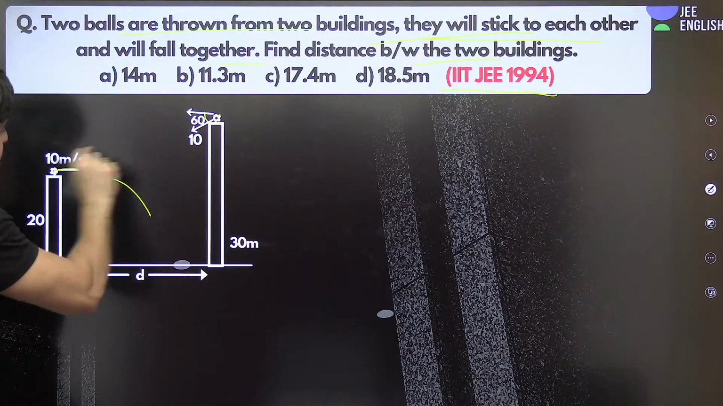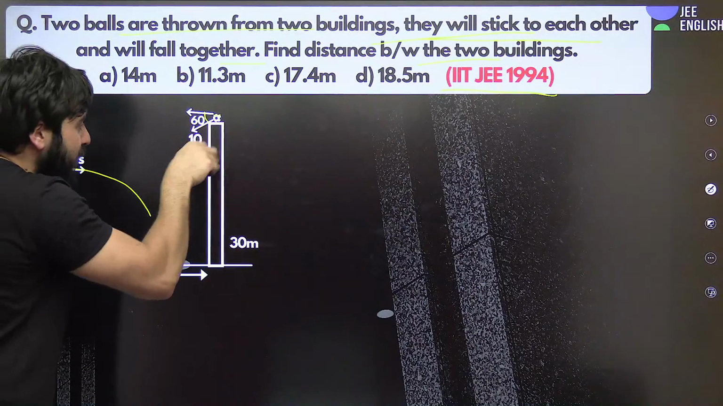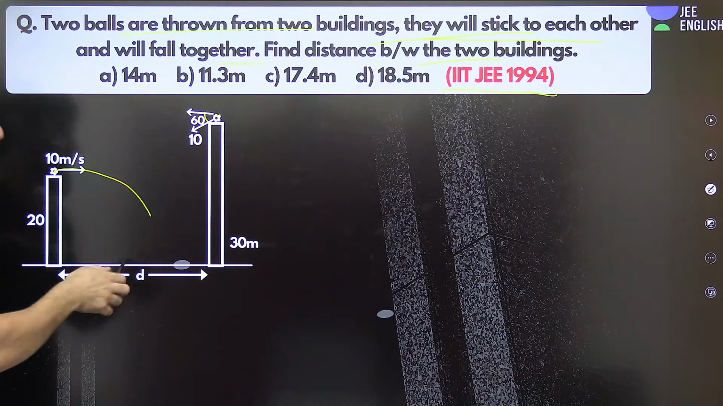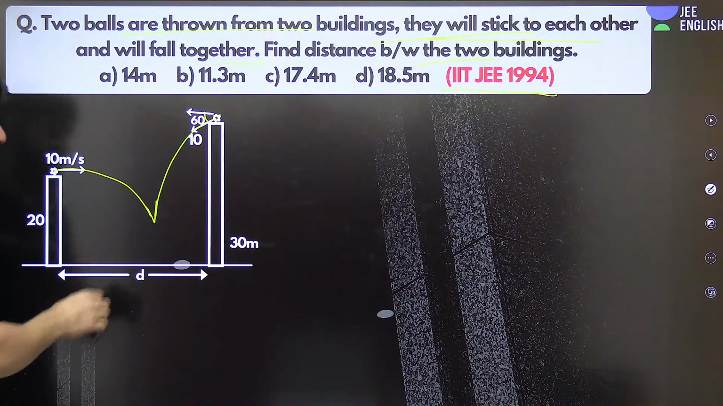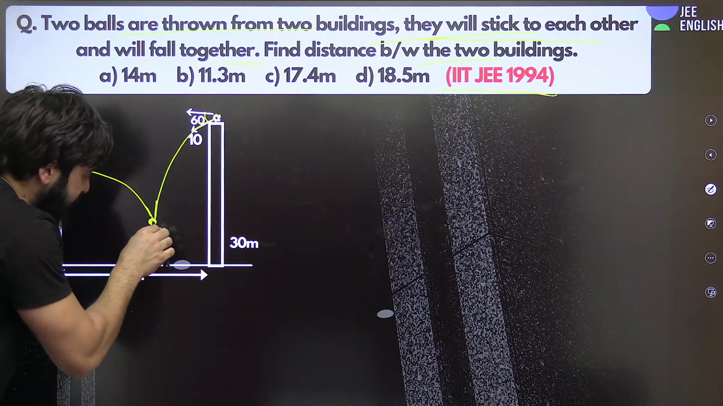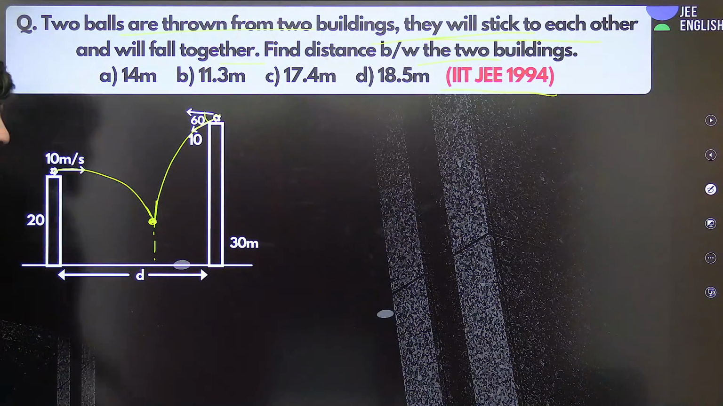This is at some angle. This one is horizontal, and this one is at some angle, but with what velocity? The same velocity, 10 meters per second. So it will come over here and exactly fall over here. Understand? They will stick to each other and then start falling exactly together.